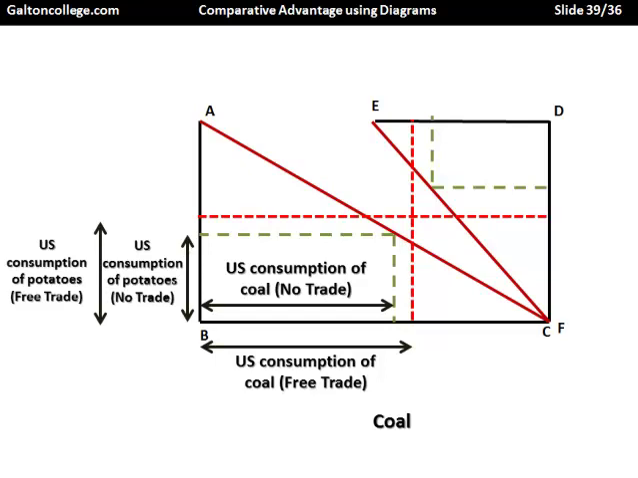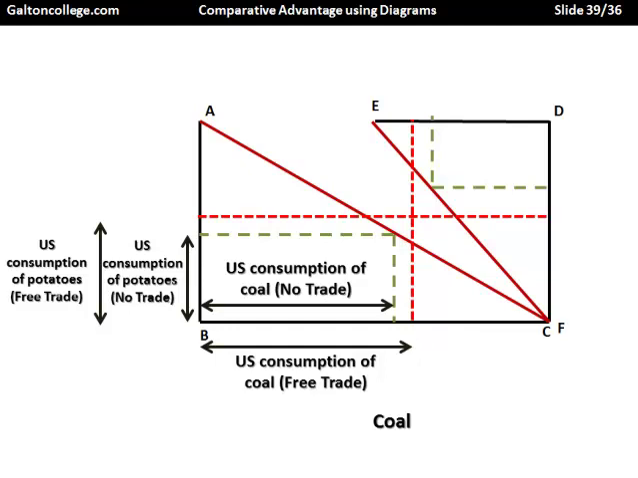That's the US consumption of potatoes. It goes up to the red line here, and that's what it was previously. So America is clearly better off. They have more potatoes and more coal as a consequence of trade.